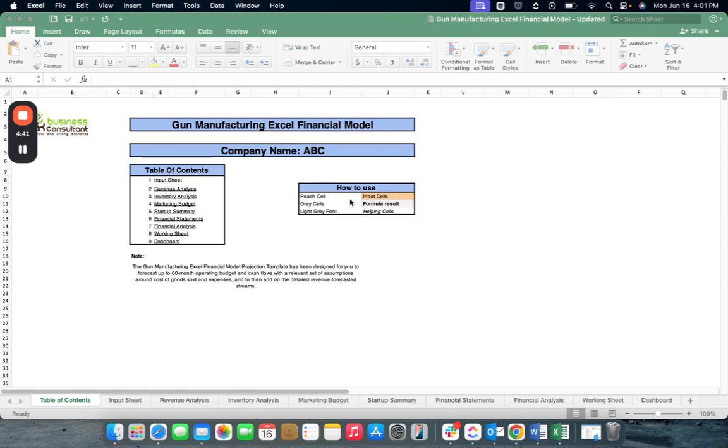Here are some instructions on how to use it: peach cells show input cells, gray cells show formula results, and light gray font shows helping cells.